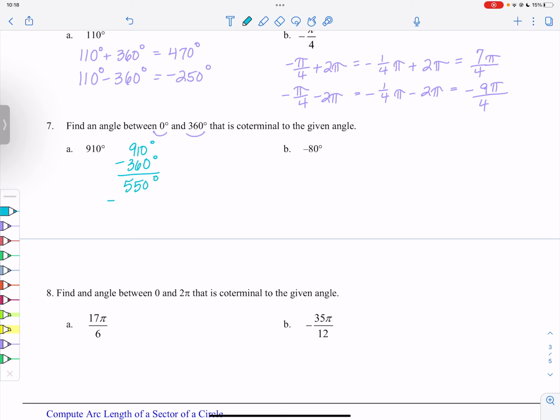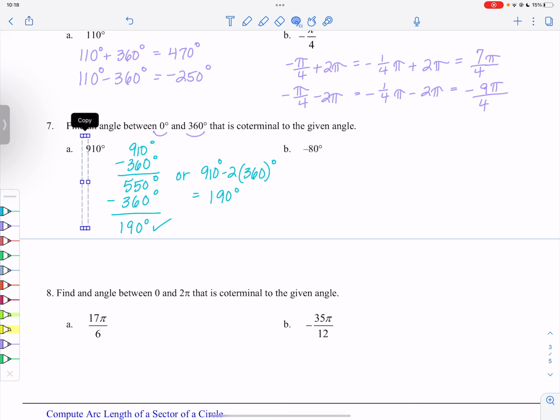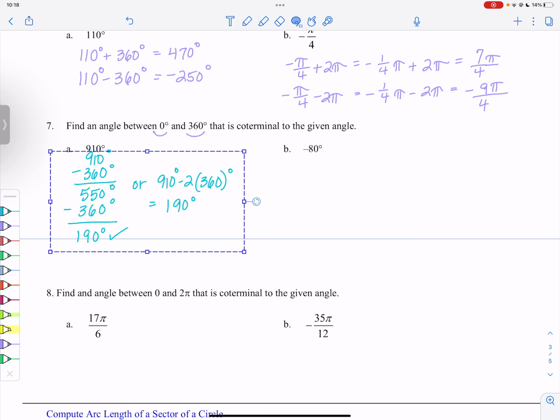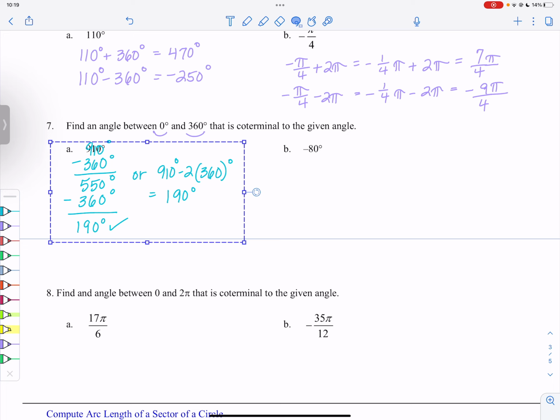Let's do it again because 550 is not between 0 and 360. Let's subtract again, and we get 190 degrees. And there we have it. So what would we also say? We could say 910 degrees minus 2 times 360 degrees is equal to 190 degrees. I guess I could have put that right there.